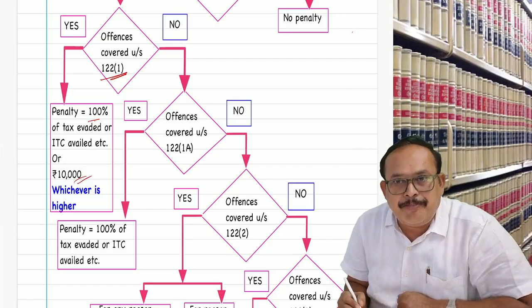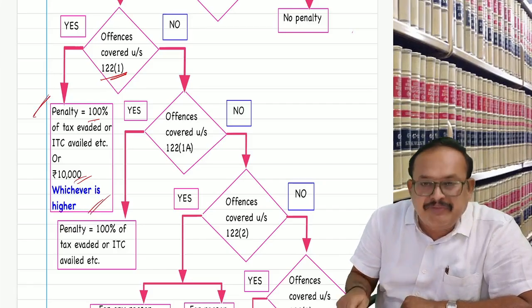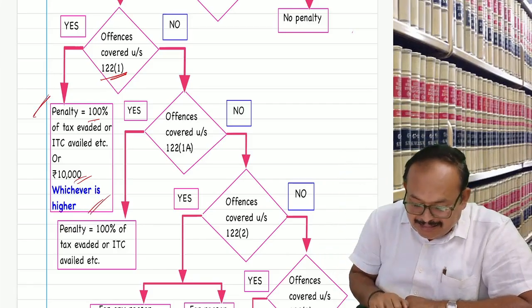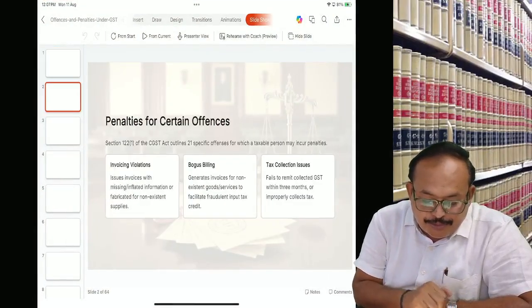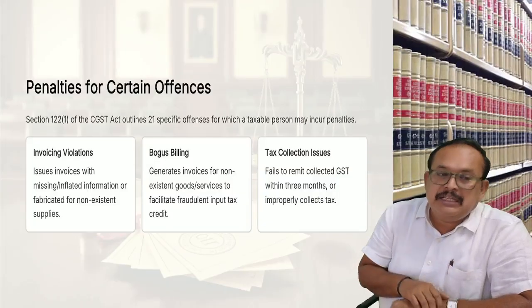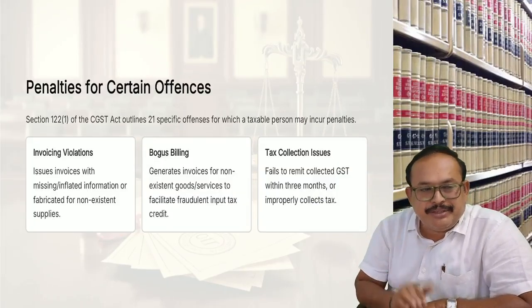Is that clear, Baba? Now, this penalty, when will it apply? The cases for which penalty applies are as follows. Is it visible to all of you? Hopefully visible to all of you. Am I right?